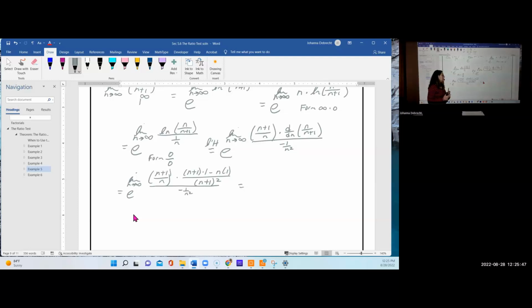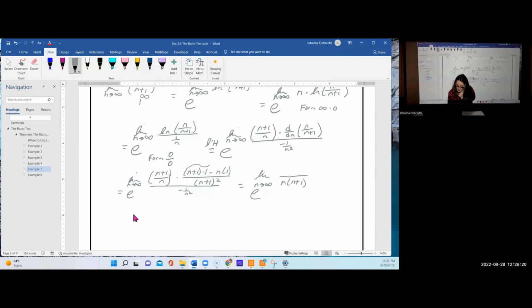You may want to pause the video or you may want to speed it up a little bit. So what do we have from here? Well, I've got an n plus 1 on top and 2 n plus 1s on bottom. So one of these cancels one of these, and I'm left with 1 in the denominator. So I have e to the limit as n goes to infinity. What happened to my limit? And then I've got in the numerator, I've got the n plus 1 canceled. So I have an n plus 1.